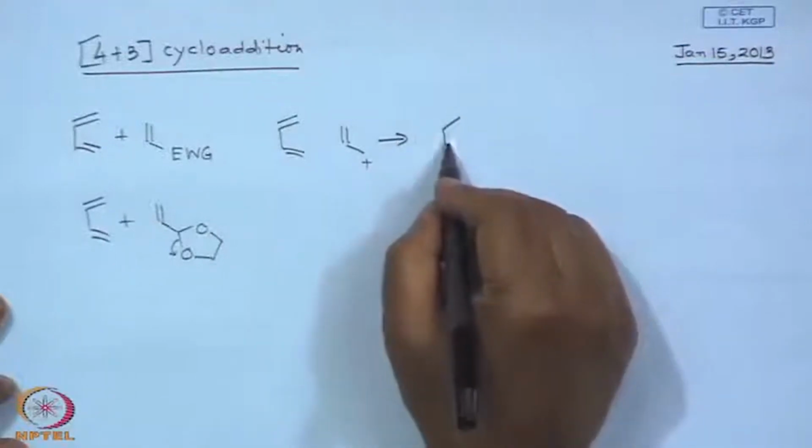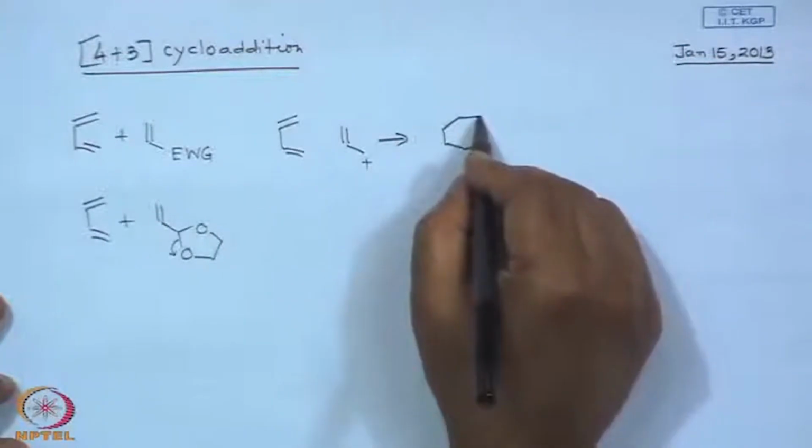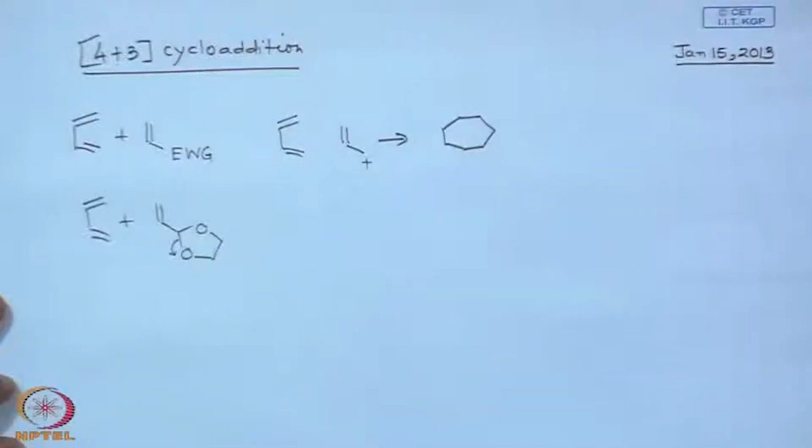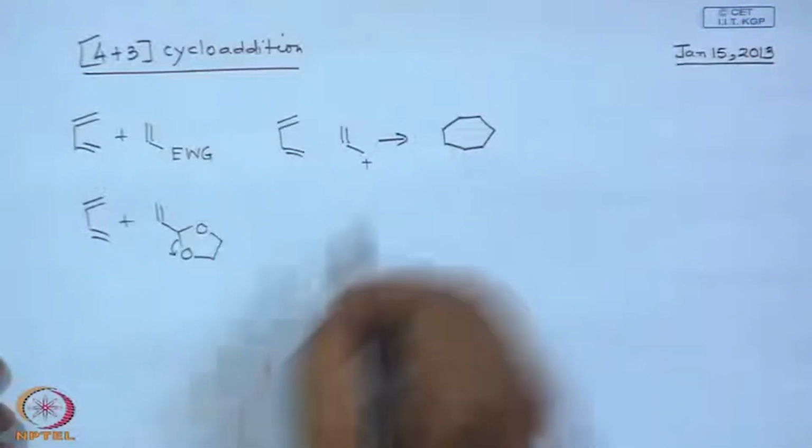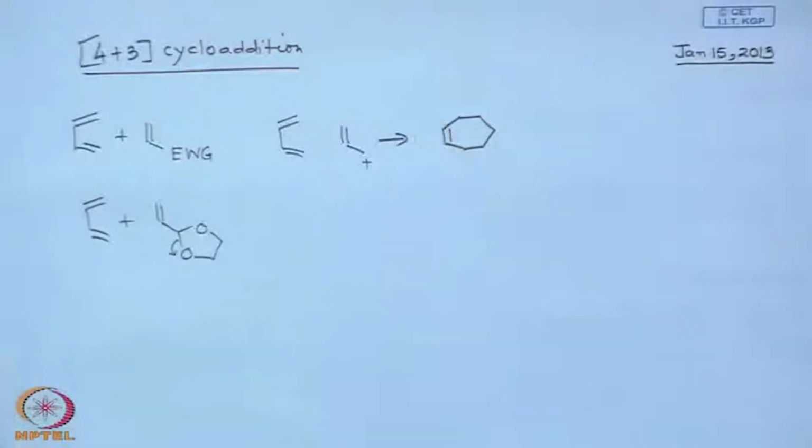The result is a little different. It is a 7 membered ring. That means all 3 atoms of the allyl carbocation, all the allyl carbons, undergo reaction. So, that is the reason why it is known as the 4 plus 3 cycloaddition reaction. And obviously, on your left hand side, that means the diene side, you do not have much choice. So, the diene has to be electron rich, and the dienophile is now an allyl cation.